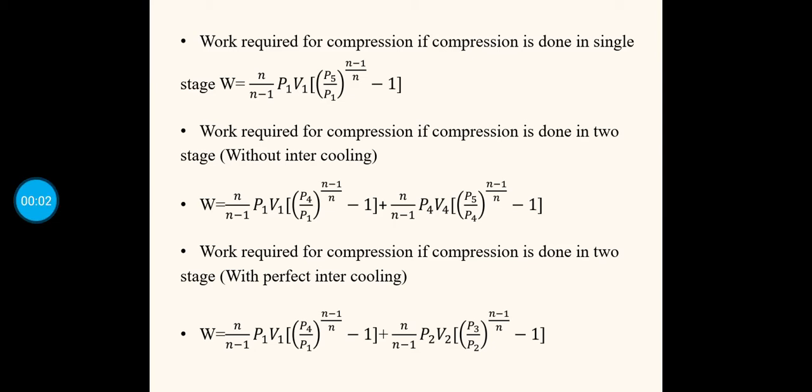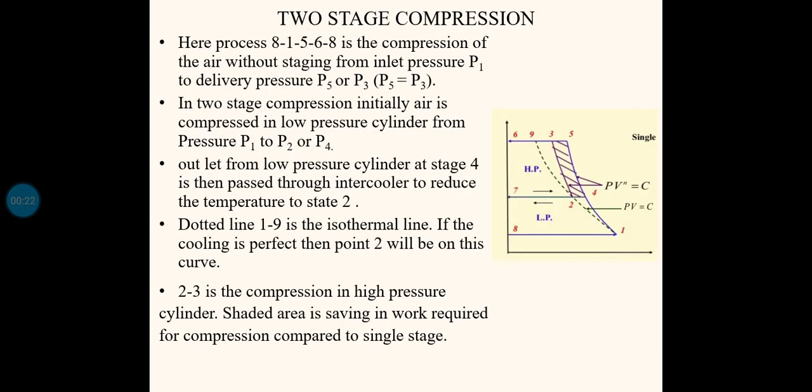Hi dear students, this is the ninth part of the fifth module of the subject ME 206 Fluid Machinery. In the last part we were discussing the multi-stage compression, and we have seen the advantages, and also how the process is represented in a PV diagram. Now we will move on to the derivation of the expression for the work done in the case of multi-stage compression.